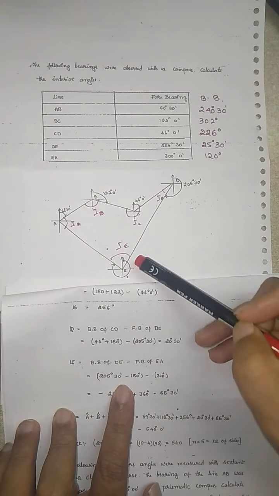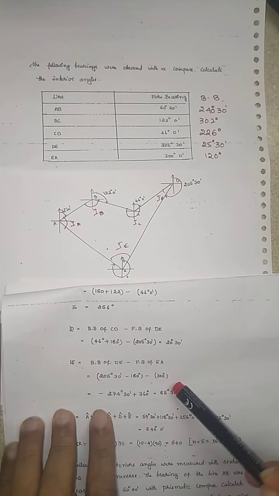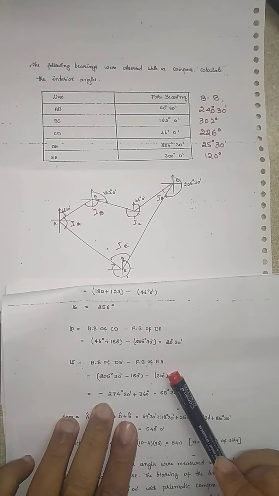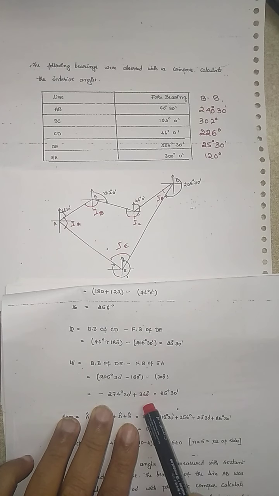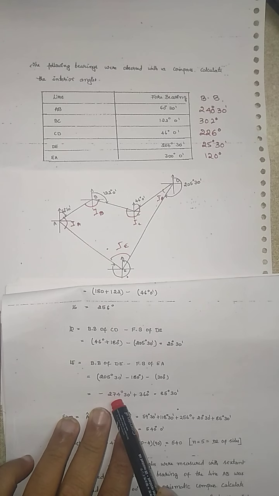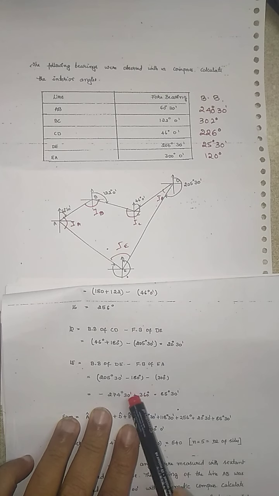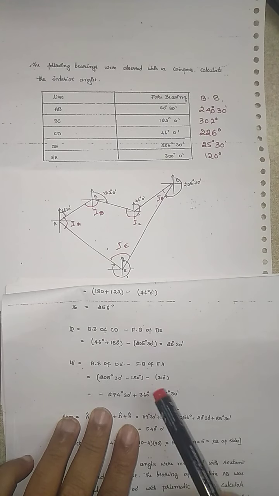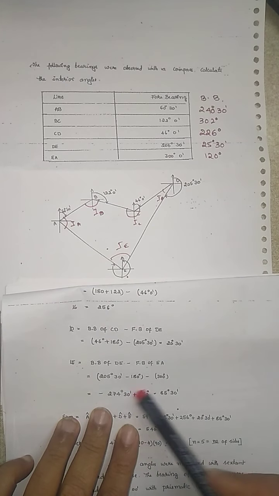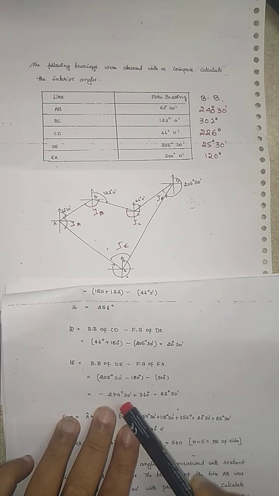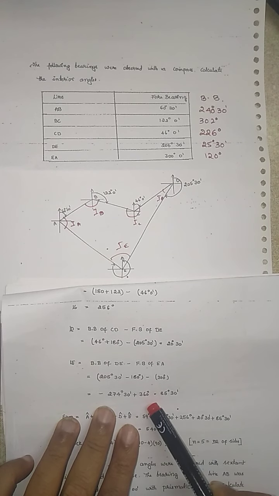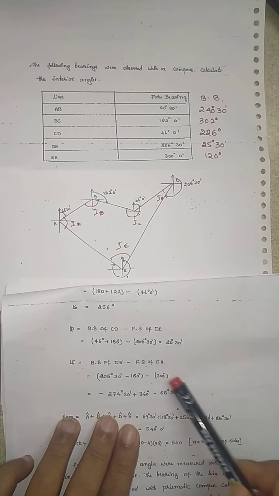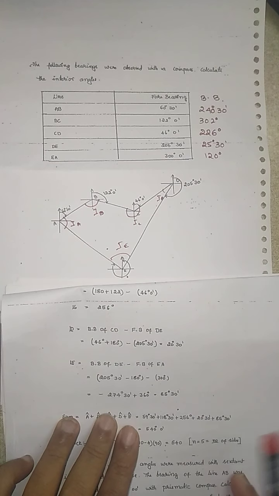Then what is the forebearing of the line EA? It is 300. Since the answer is coming in the minus, you need to add plus 360 degrees to it. Then you are going to get the included angle. So the answer of this is coming under minus, so you are going to add 360 to this. You will be getting an answer of 85 degrees 30 minutes.